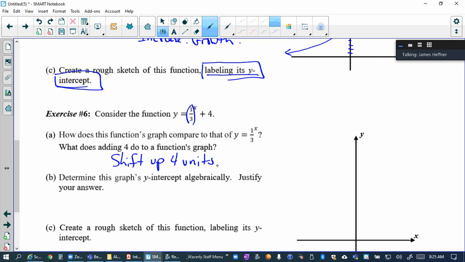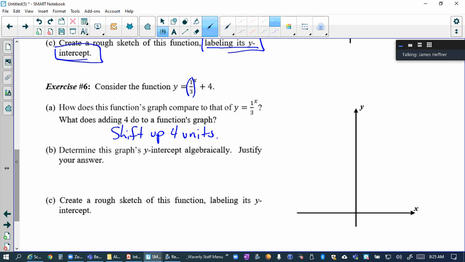Will that change the asymptote for this? Yes, it would, right? Instead of the asymptote being y equals 0, what would you think it would be? If everything got shifted up 4. It would be y equals 4. If you shift up 4 from 0, it's going to be 4, right? Okay. So let's go to part B.